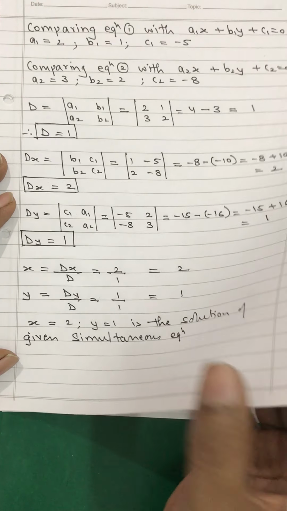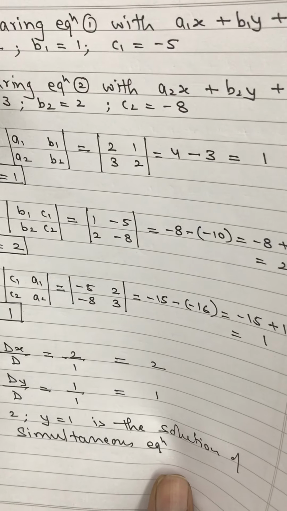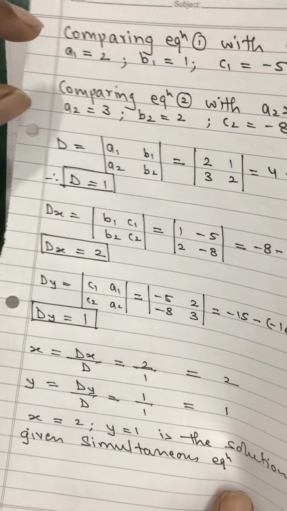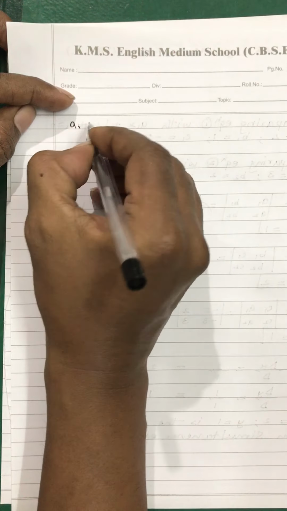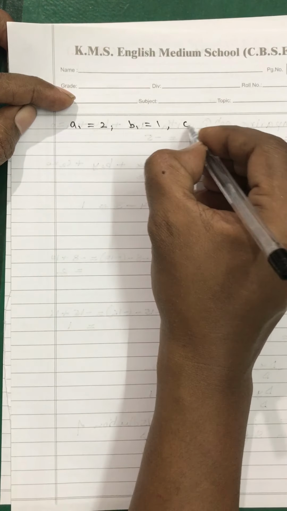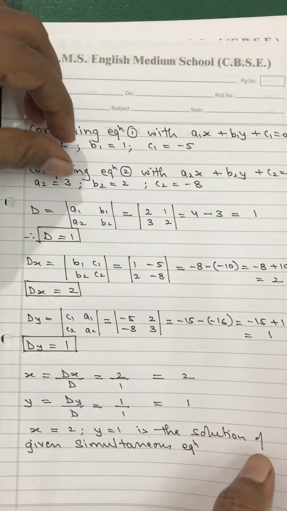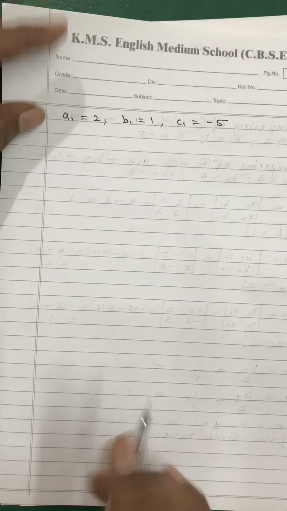Now what I want all people to understand is that instead of doing all these lengthy things, see, I am copying everything, comparing equation 1, I am just copying a1 is equal to 2, b1 is equal to 1, c1 is equal to minus 5. These are the values. A1 is equal to 2, b1 is 1, c1 is minus 5. This is 3, 2, minus 8.